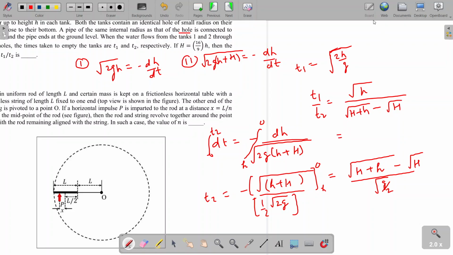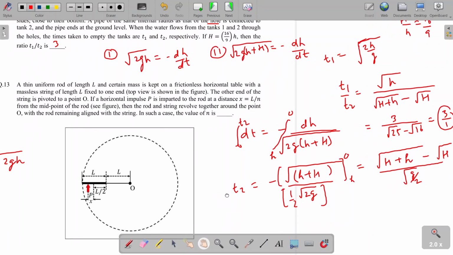So we know H upon small h is equal to 16 by 9. Putting those values here, this is 3 upon the square root of 16 plus 9, that is 25, minus square root of 16. So this is 3 upon 1. So that is the answer: T1 is to T2 is 3.